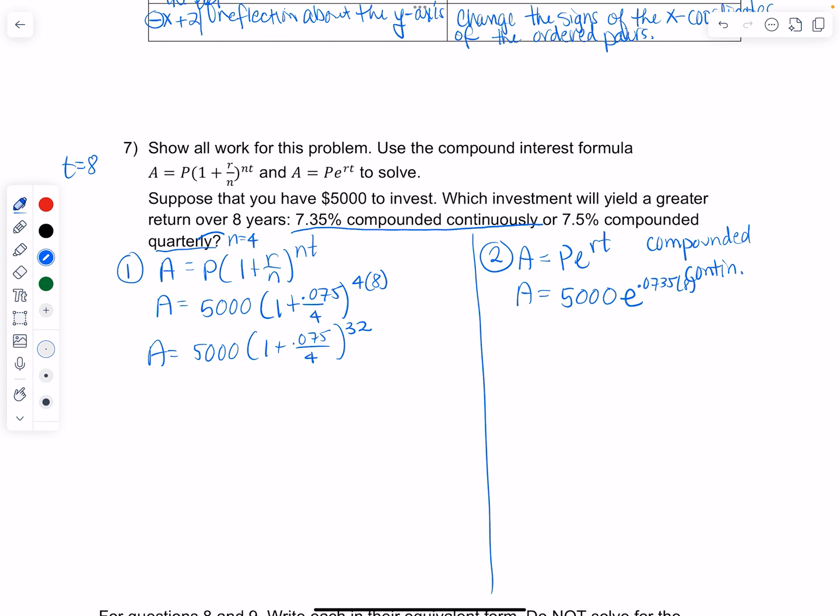So in your calculator, you have to work inside parentheses first. So I'm going to do 0.075 and divide that by 4. And when I do that, I get 0.01875. Now I'm going to add 1 to that. And when I do that, I get 1.01875. And I'm going to raise that value to the 32nd power. Remember, to raise it on most calculators is the caret key. So I'm going to do that. And when I do that, I get 1.812023793. So that's a lot.